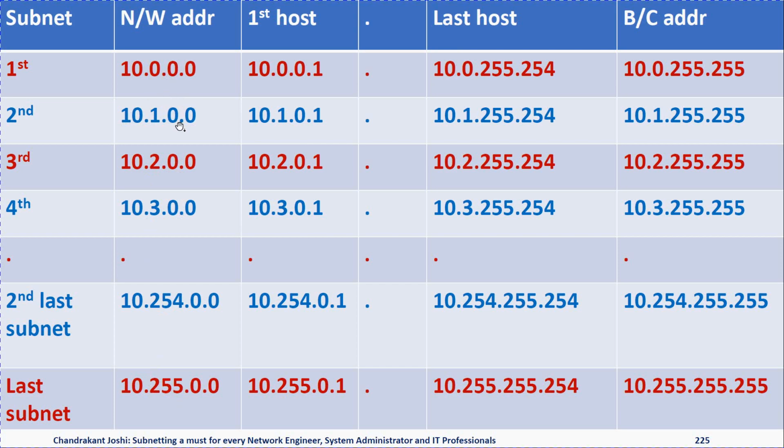Subtract 1 from the second network and you get the first broadcast. Subtract 1 from the third network, you get the second broadcast. Use the same formula by adding 1 to this network and subtracting 1 from this broadcast address. So these are the 256 subnets.